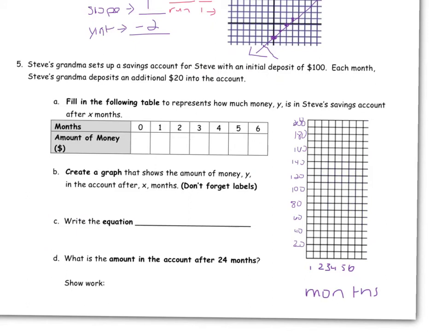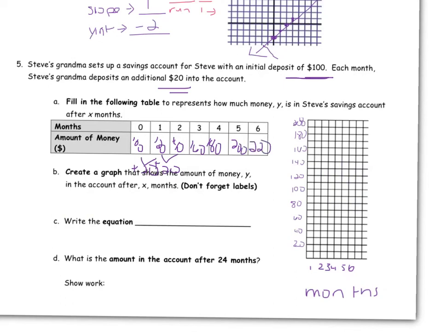Okay, so many of you had the table correct. It says that the initial deposit was 100, so we know we had to put 100 there, and then an additional 20 every single month. So after month 1, we had to add 20 to it, so 120, and another 20 after the second month, so 140, 160, 180, 200, so we're just counting by 20s.